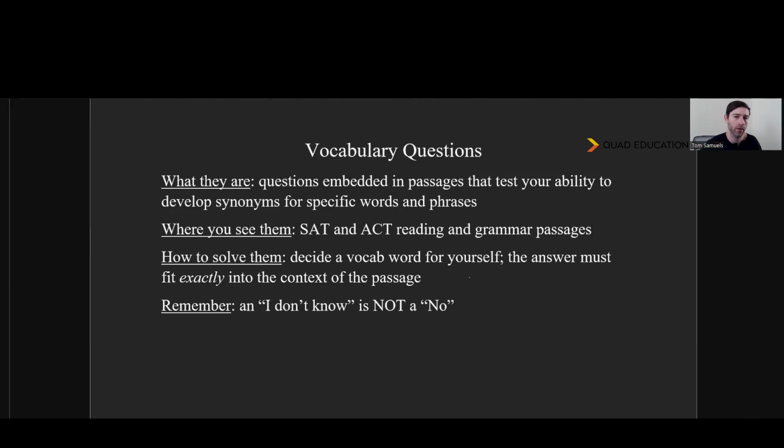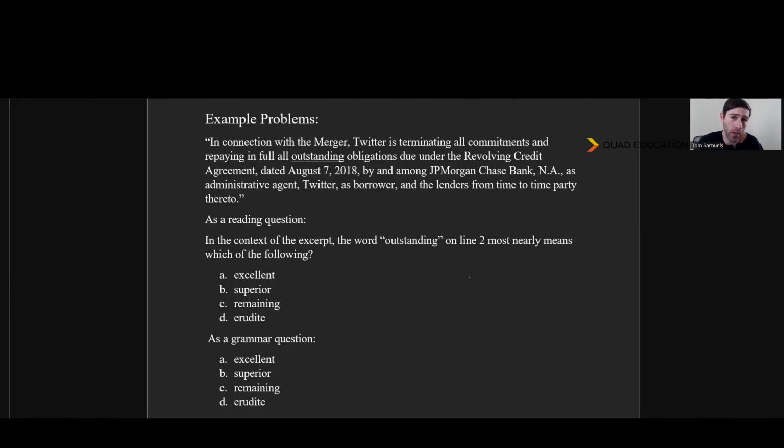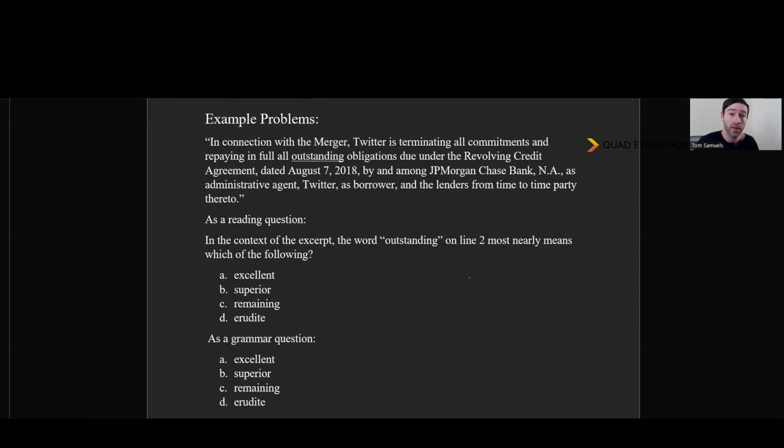Okay, that's enough of me reading things. Let's take a look at some example problems. Okay, here's our first example problem. Go ahead and read the excerpt and attempt the question. I phrased this same question both as a reading question and as a grammar question, just so that you can see the way that they'll be presented in the tests. Okay, let's take a look.